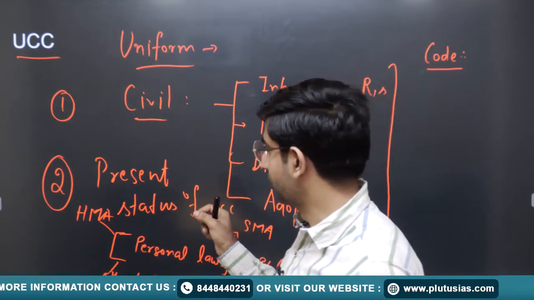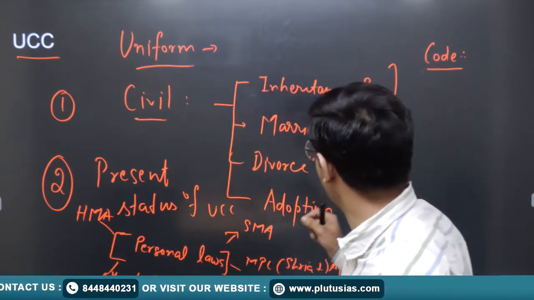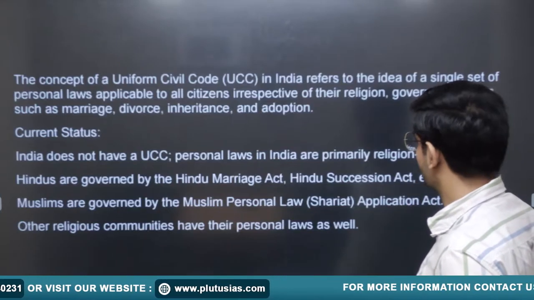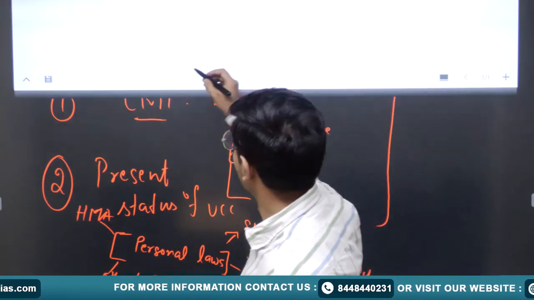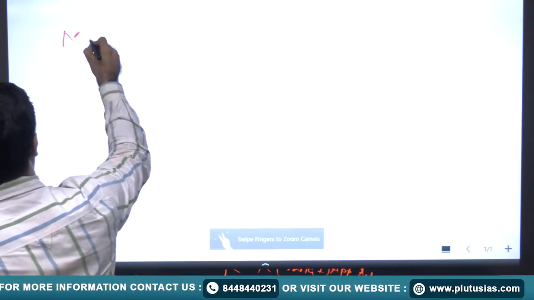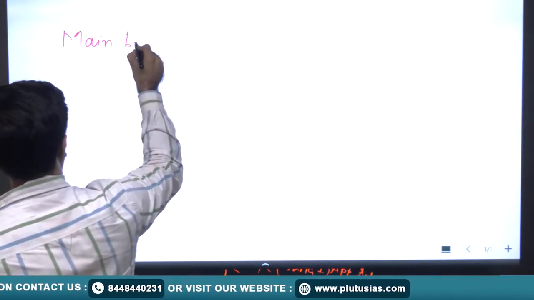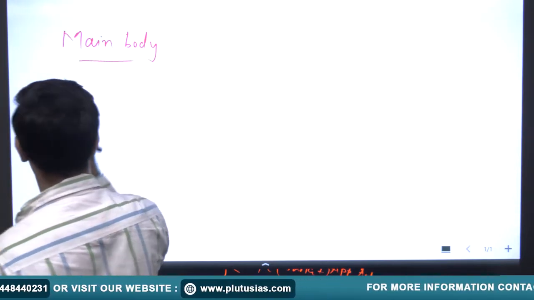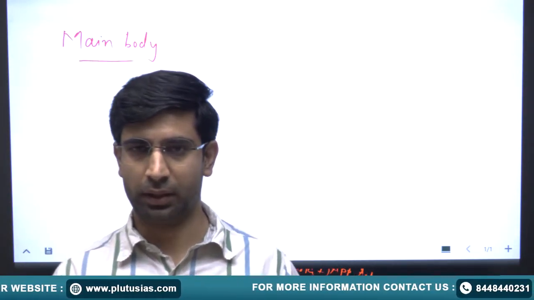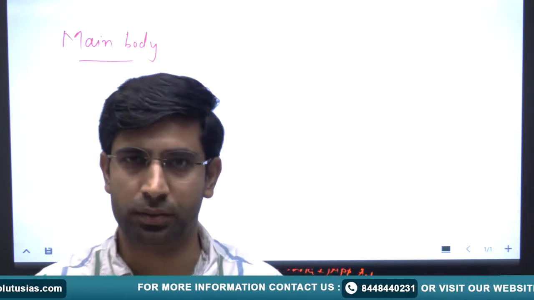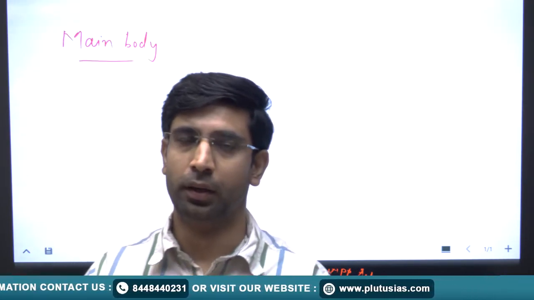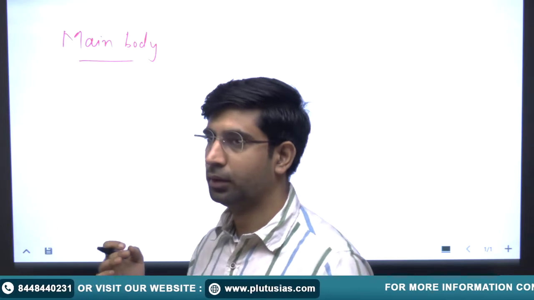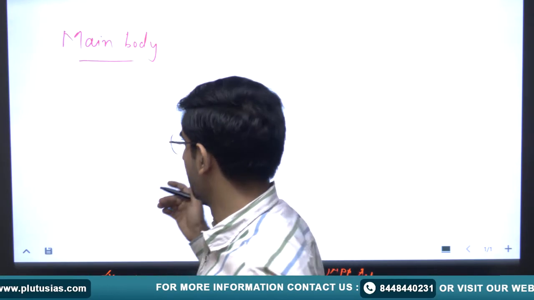After writing the transition part, you will start writing the main body part. So here we can discuss on a separate slide the main body part in this question. First, as you know, we have written the current status, and we know there is something lacking in the current status. So first, let us start with negative points related with the Uniform Civil Code. It means we will be saying that this code has a number of challenges, which are as follows.